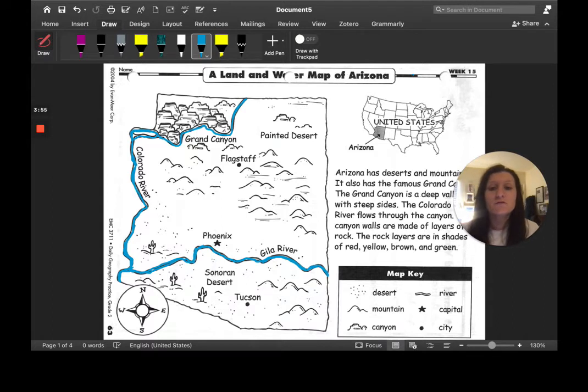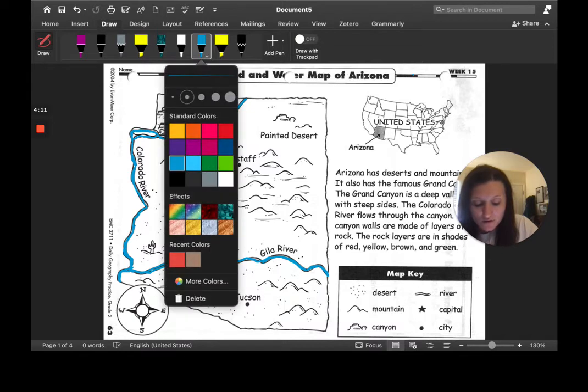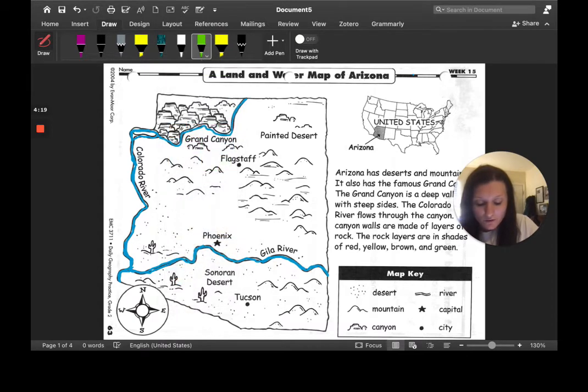With land features, we're talking about things like mountains or deserts. So in the state of Arizona, we have deserts, we have mountains. Let's go in with our pen and do the desert first. When I think of a cactus, I think of a green color. So let's grab that, and right below Phoenix we see the Sonoran Desert, and we see some cactuses here. So let's color those in, so we know that this is where the desert's going to be.